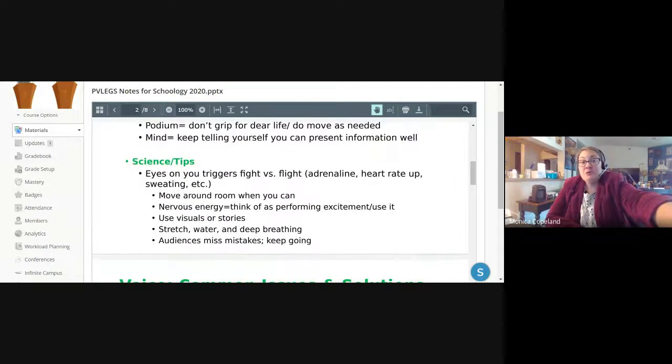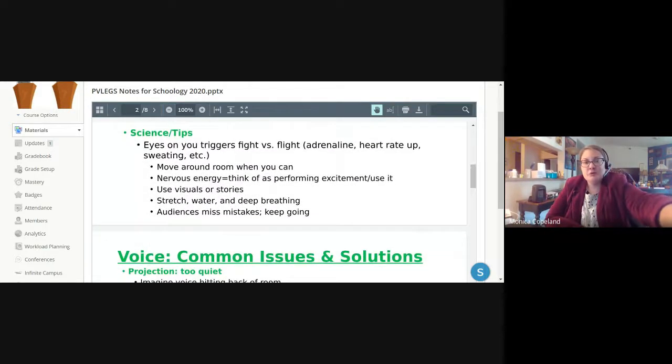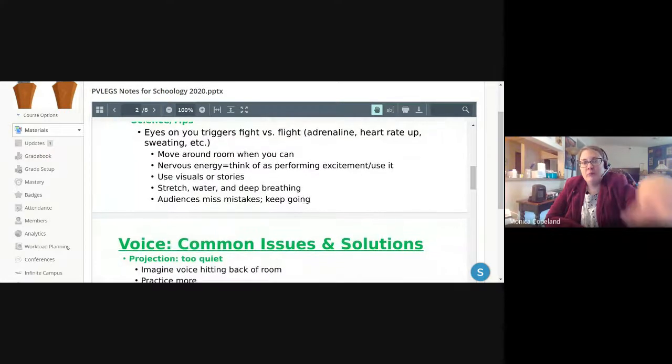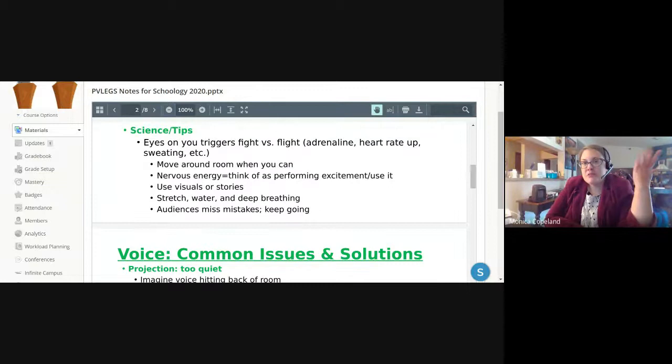The final tool of poise is your mind. So I mentioned this earlier, a great way to practice is to visualize. That's true when you're presenting as well. So keep telling yourself you can present the information well. That is your fourth tool of poise, your mind. So we've already talked a little bit about what happens when there's eyes on you. So some things to counter that fight versus flight response as far as poise goes.